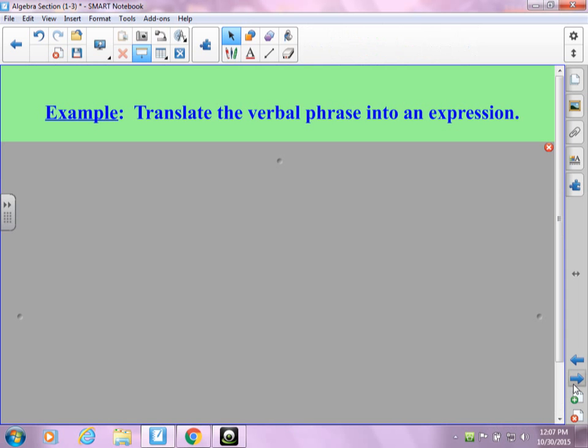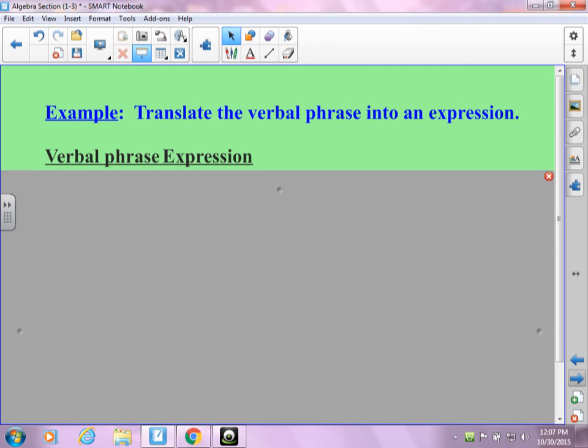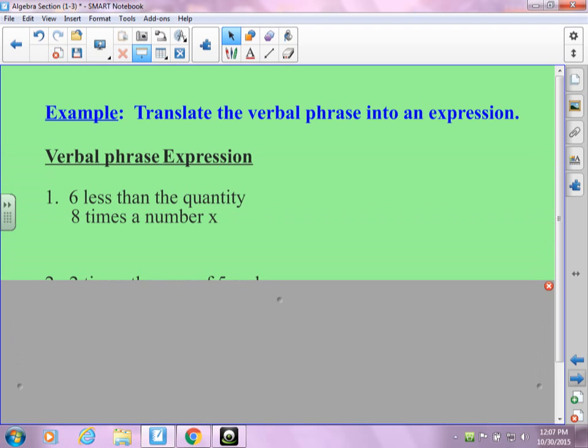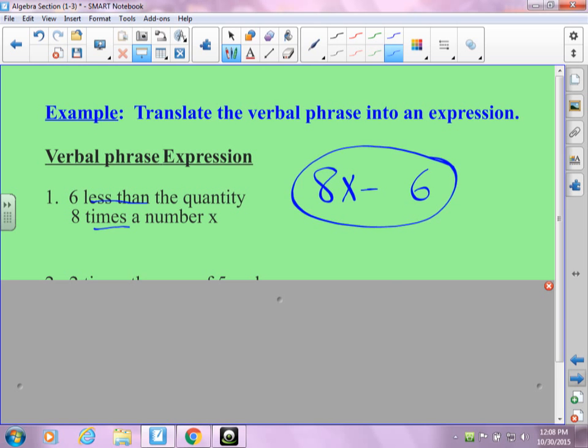All right, let's move on. We're going to translate the verbal phrase into an expression. So the first example, 6 less than the quantity 8 times the number. I'm going to underline those special words, less than and times. And when I write this, remember less than is subtraction, right? And the 6 is going to go behind it. And so 8 times x, or 8x, is going to come in front of it. And that is our expression.